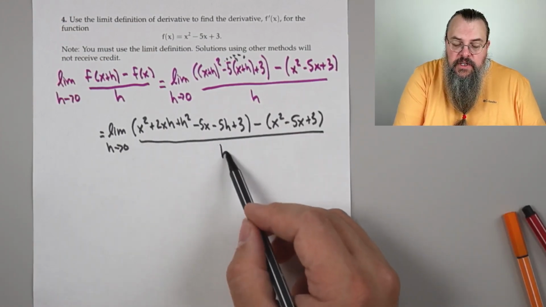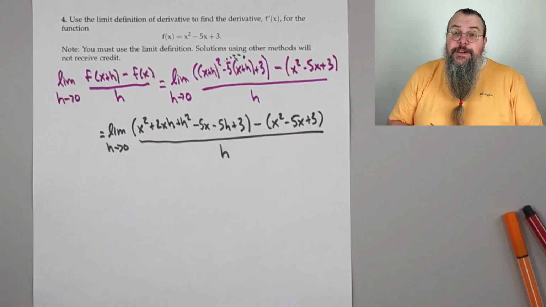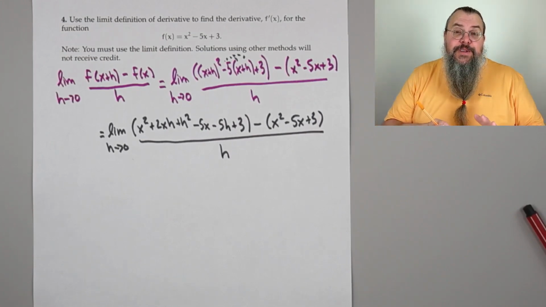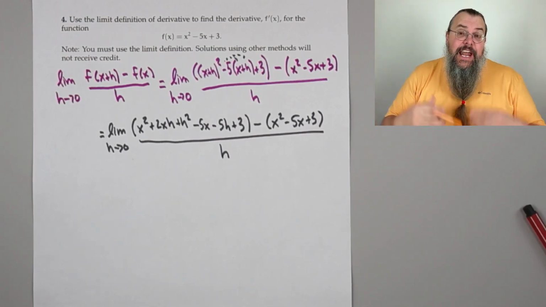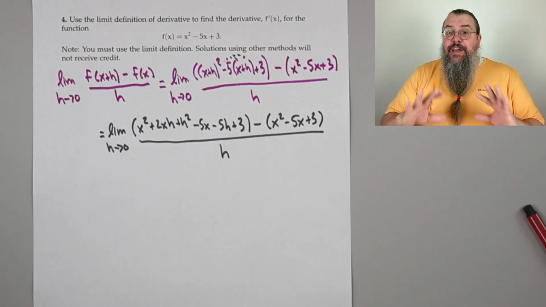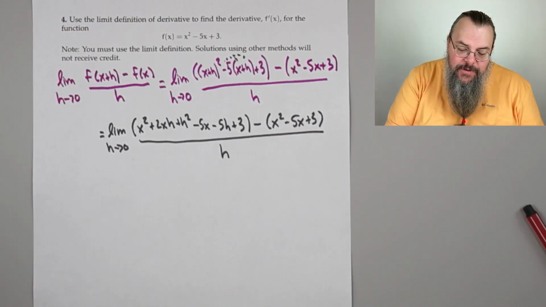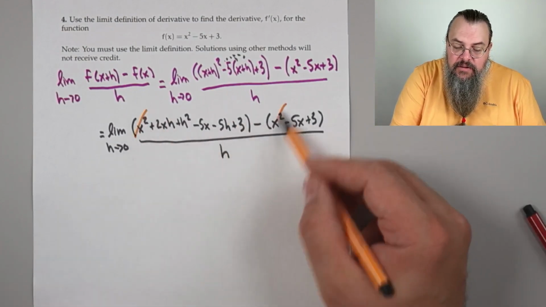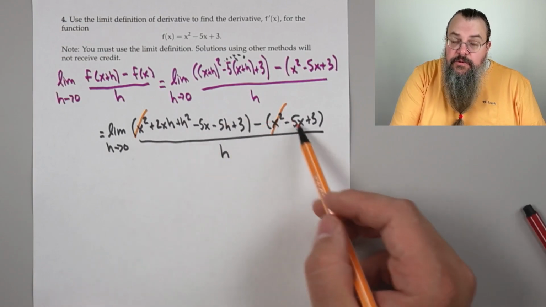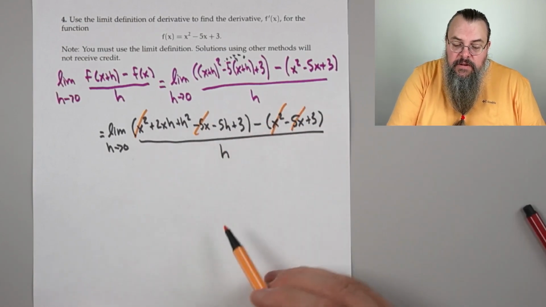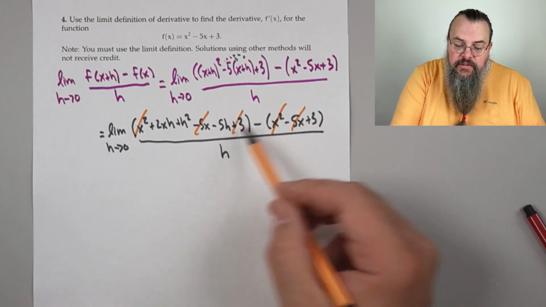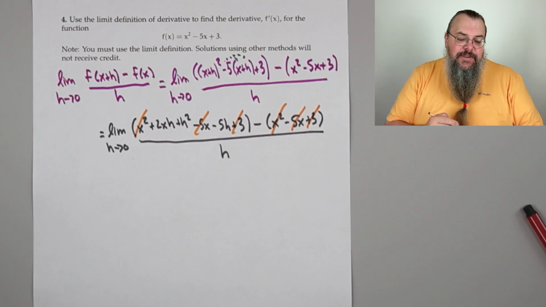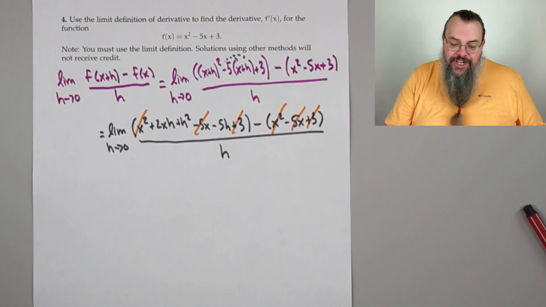all over h. And now we say, well, we should start hoping for cancellation because that's what happens with these expressions is cancellation. And if you're not getting cancellation, mistakes have been made. So go back and look for those mistakes. So here we see there's an x squared, subtract an x squared, that'll cancel. There's a minus 5x and we're going to subtract a minus 5x, so that will cancel. There's a plus 3 and we're going to subtract a plus 3, so those will cancel. So lots of cancellation expected. And if you're not getting it, go back and check your work.